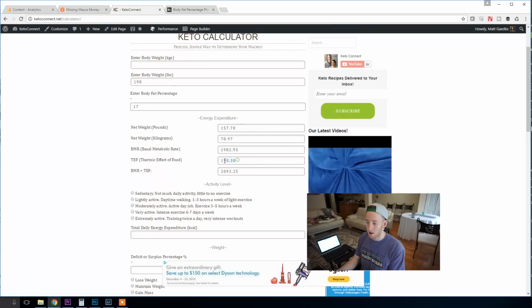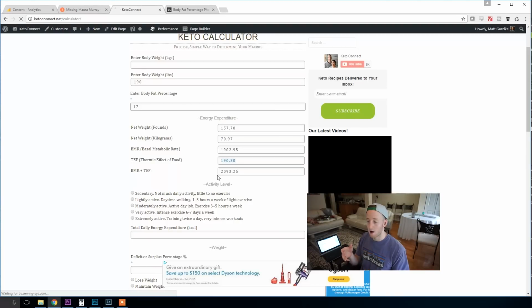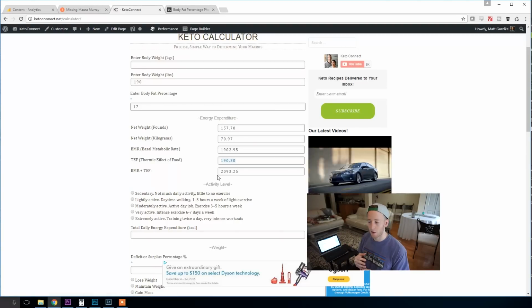And then this is a 10% addition for the thermic effect of food, which is when you eat food, it takes energy to digest that food. So when you eat 1900 calories worth of food, it generally adds on about 190 calories burned just to digest that. So then you get your BMR plus TEF.